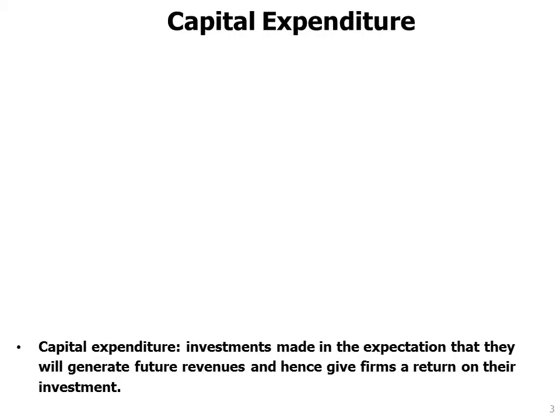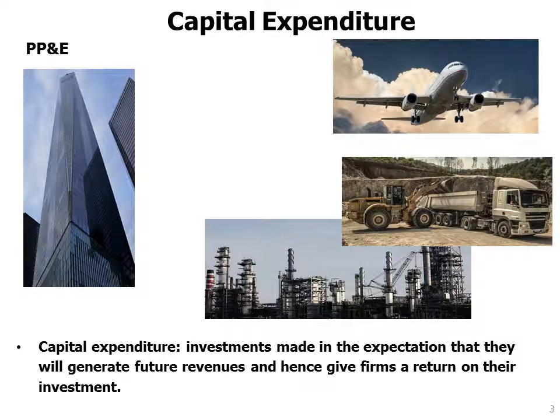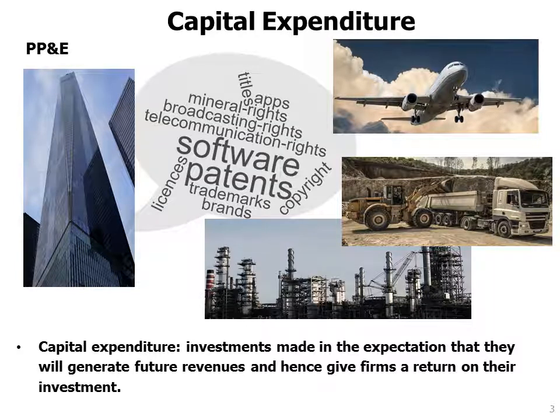Capital expenditure. In broad terms, we can define capital expenditure as being investments made by firms in the expectation that these investments will generate future revenues and hence give firms a return on their investment. These investments may be in property, plant and equipment, so buildings, planes, trucks, machinery and specialist equipment, here's an oil refinery, or in intangible assets such as software, patents and licenses.